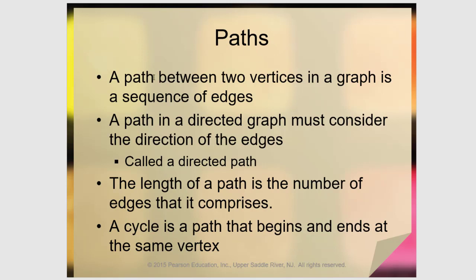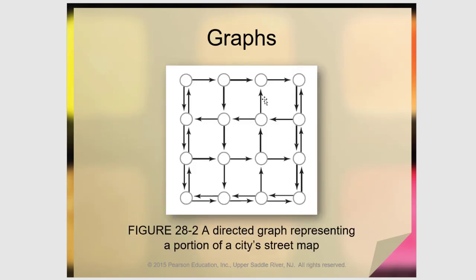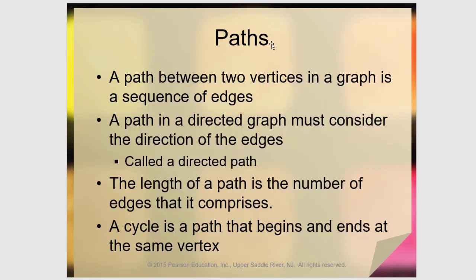A path. We need to formalize what's a path. A path between two vertices in a graph, any two vertices in this graph or any other graph, is a sequence of edges. A path in a directed graph must consider the direction of the edges; that's called a directed path. The length of the path is the number of edges that it comprises. And a cycle is a path that begins and ends at the same vertex.